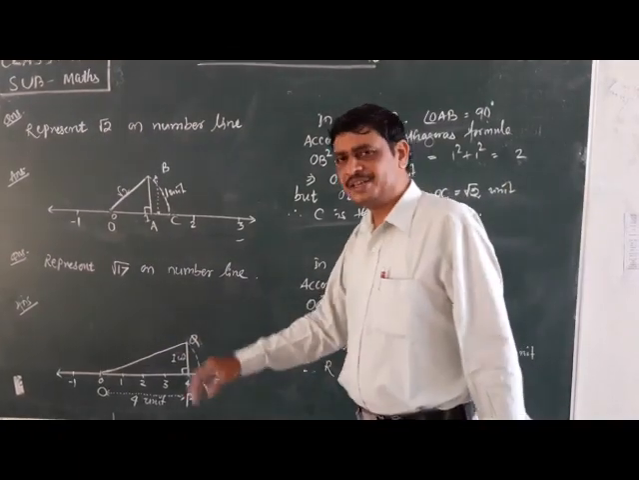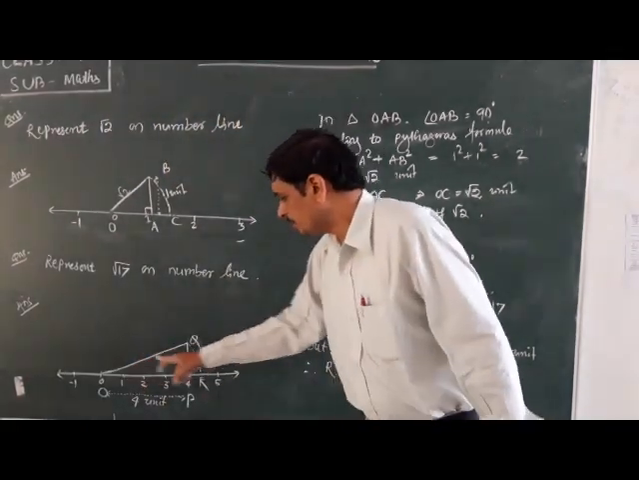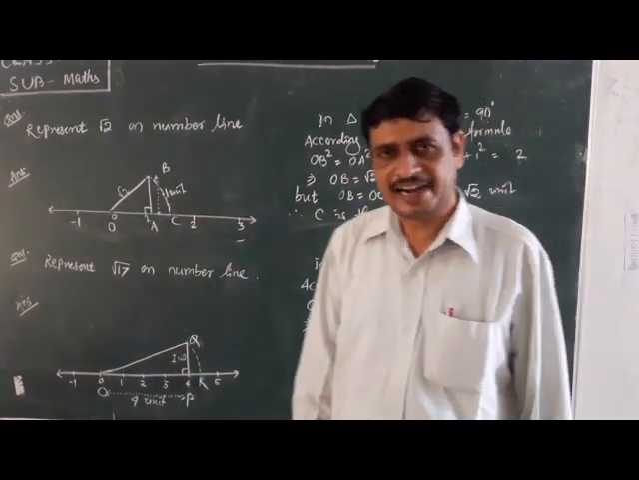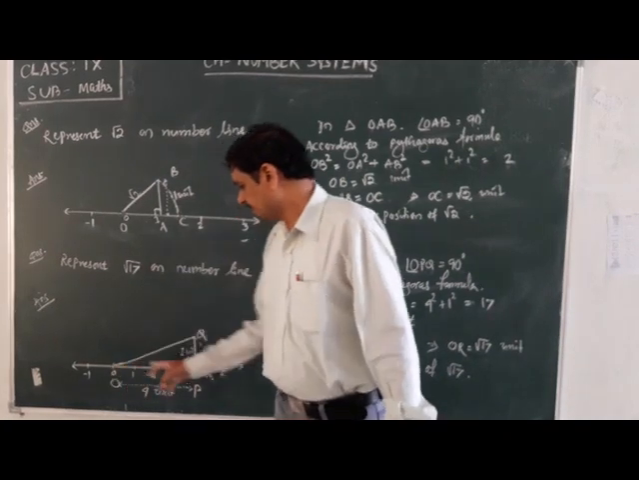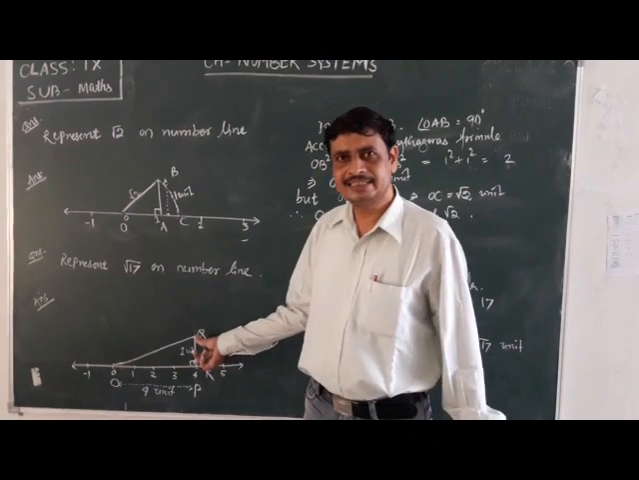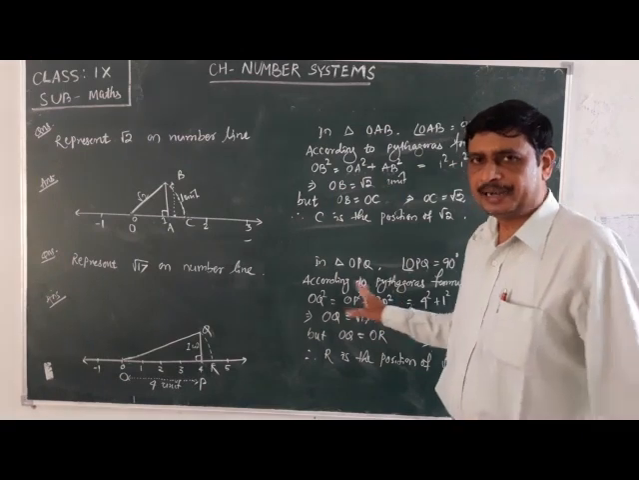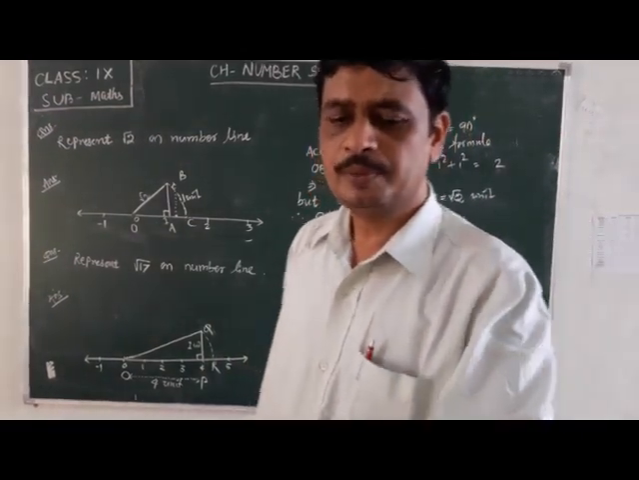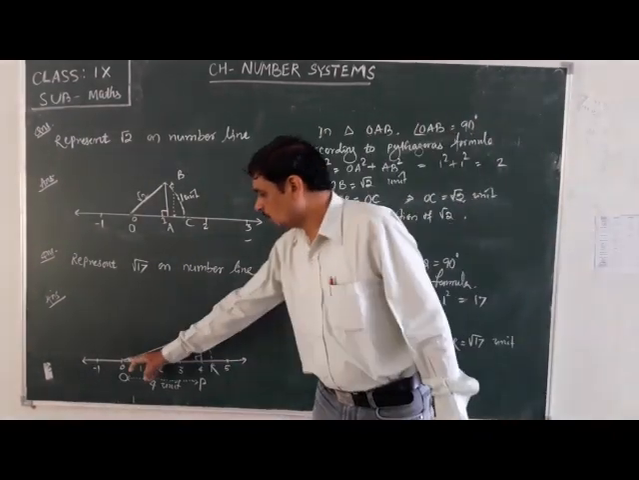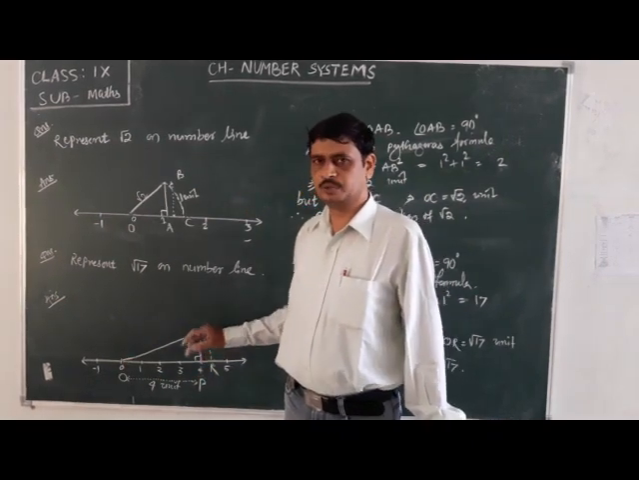Since this OPQ is a right angle triangle, the side opposite to 90 degree, that is OQ, becomes its hypotenuse. OP is its base and PQ is its perpendicular. According to Pythagoras formula, hypotenuse square becomes equal to base square plus perpendicular square. Here OQ square is equal to OP square plus PQ square.